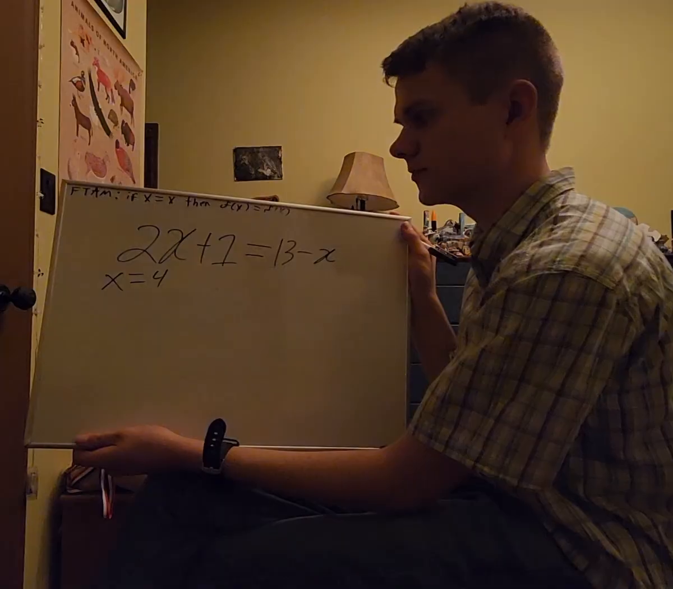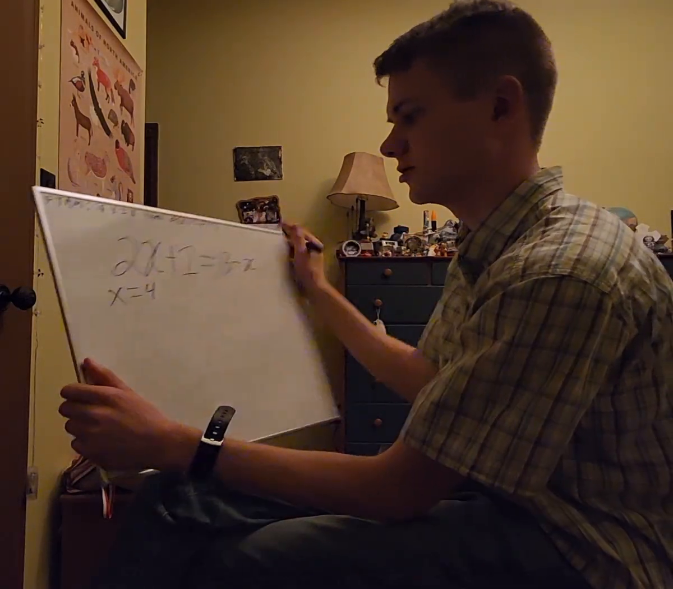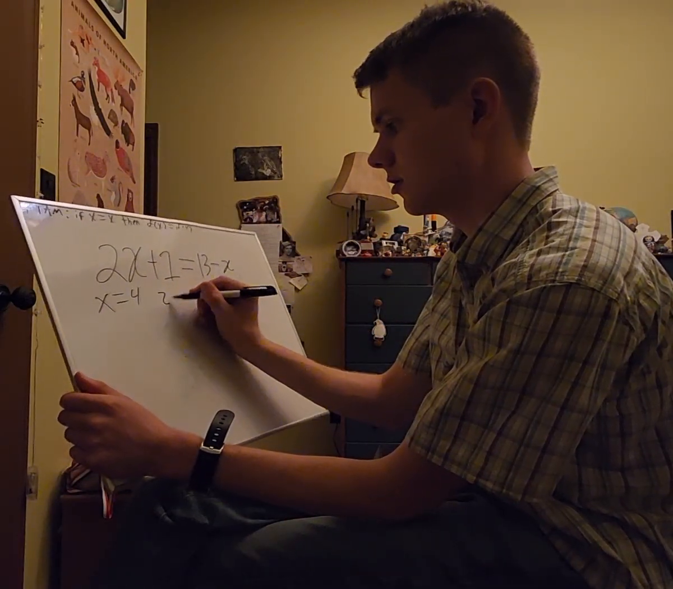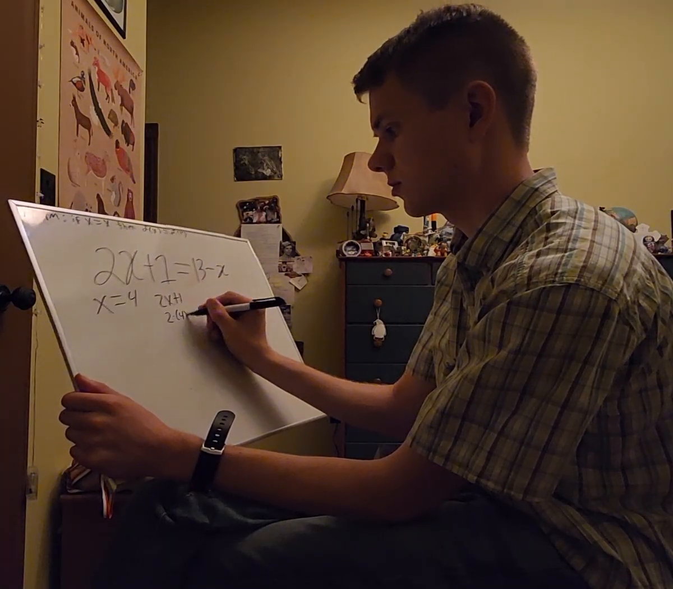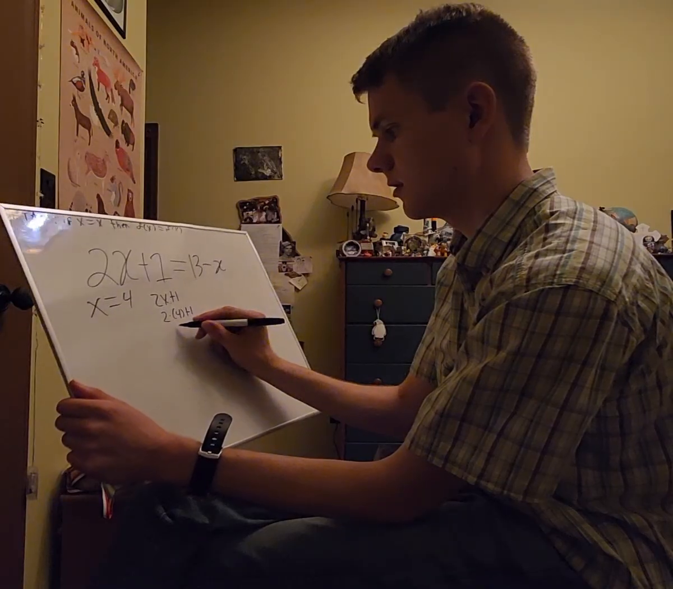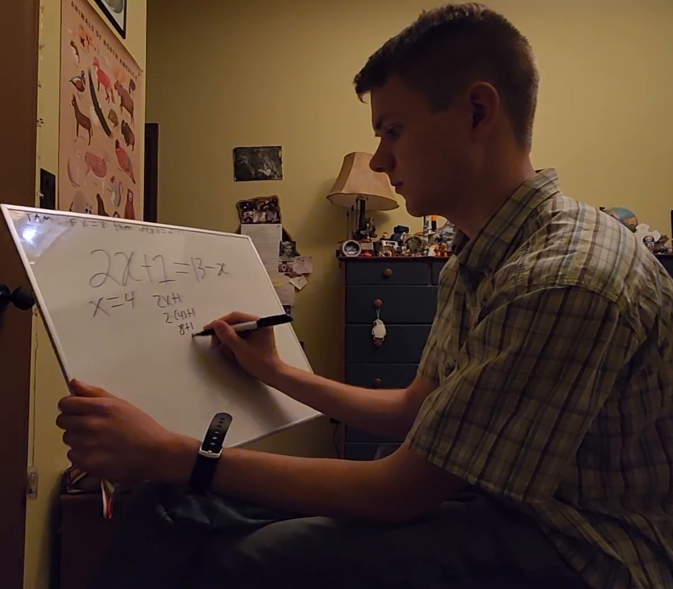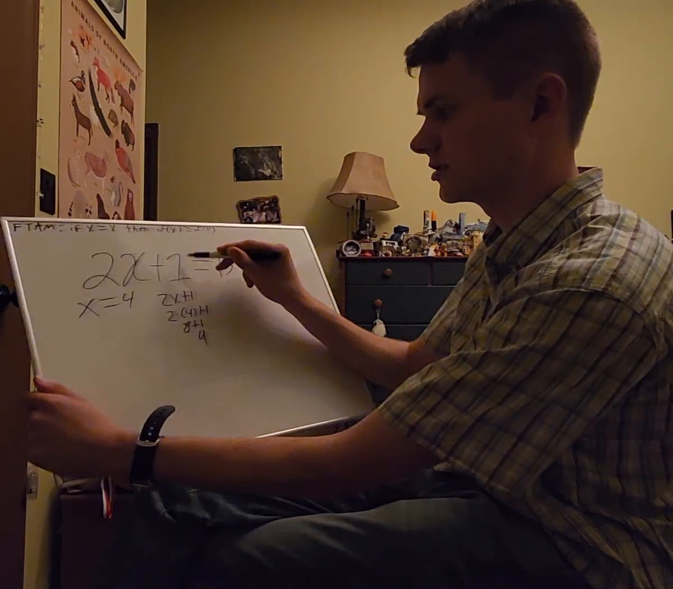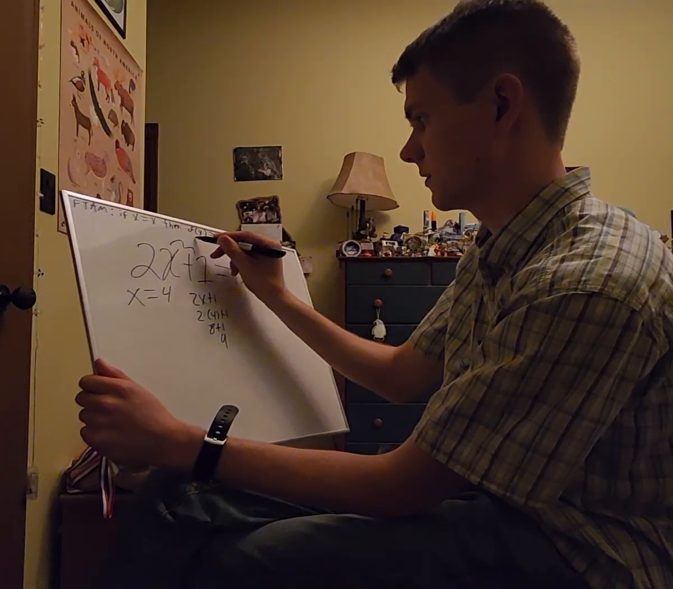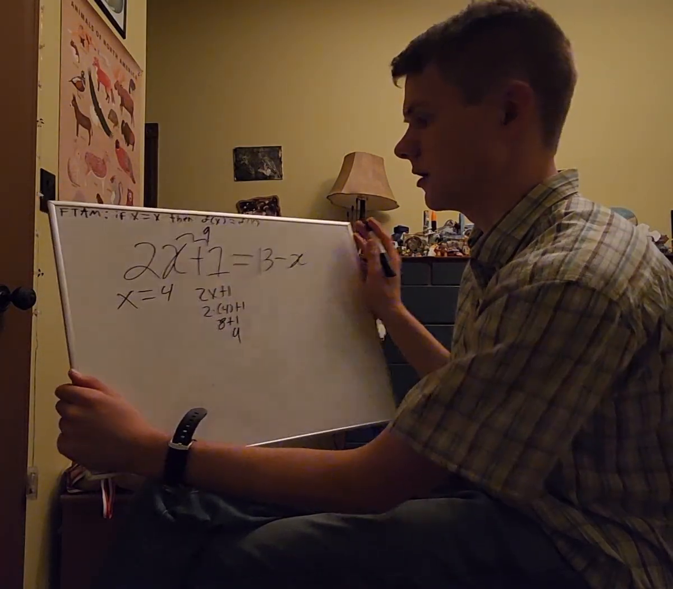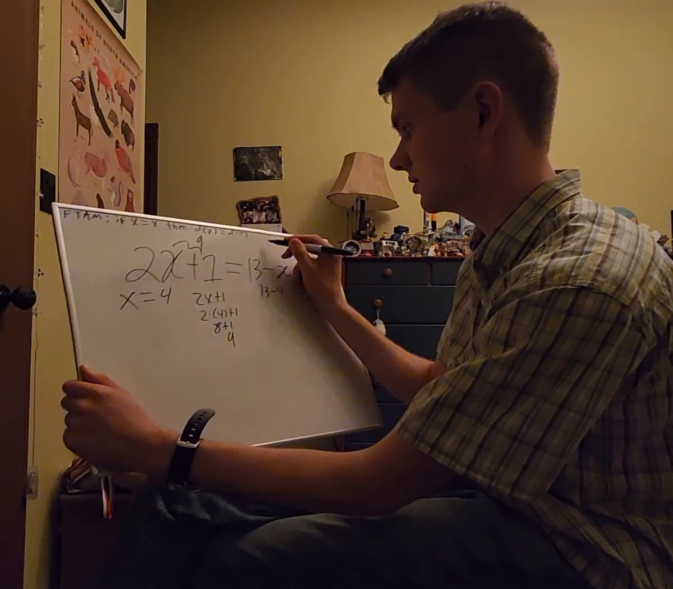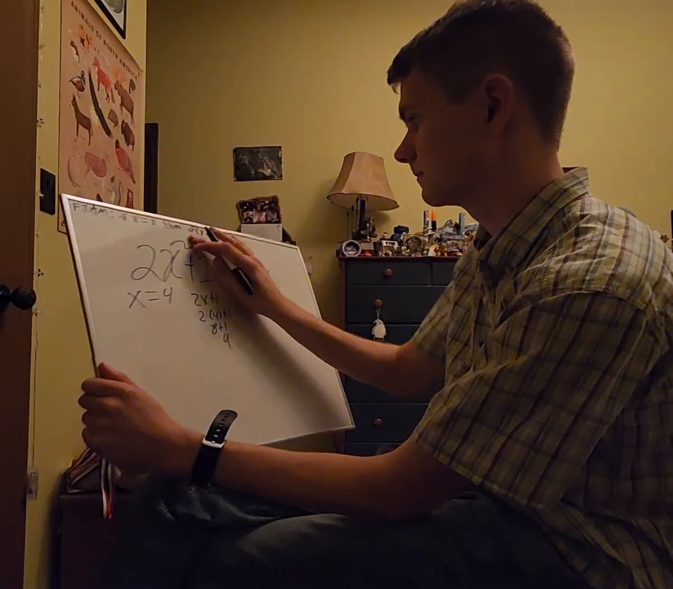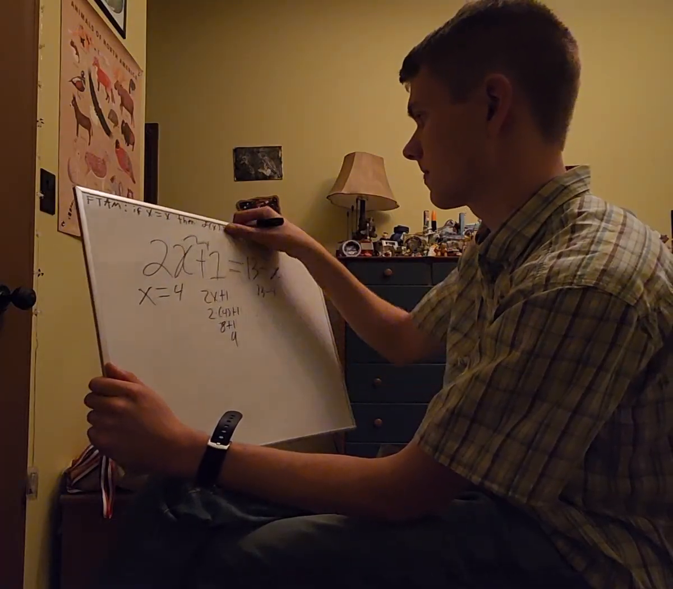X equals 4. Okay, again, so that means 2x plus 1, well that's 2 times 4 plus 1, which is 8 plus 1, which is 9. So this right here is 9. And what's the other side? It's 13 minus x. That's 13 minus 4, which is 9. So 9 equals 9. Okay.